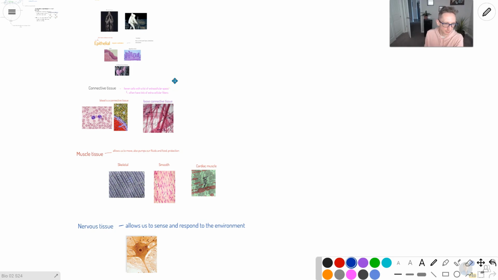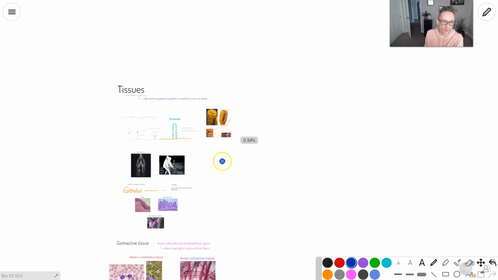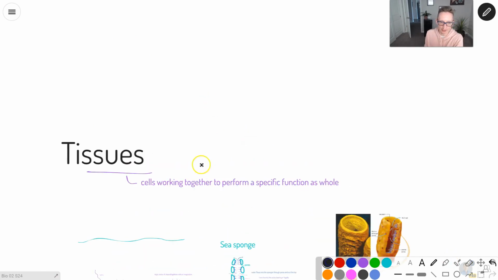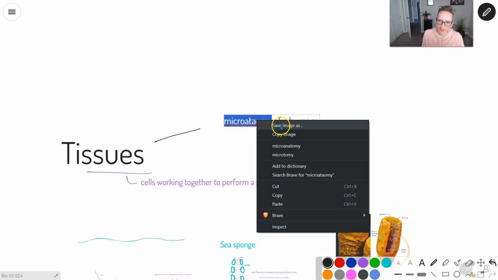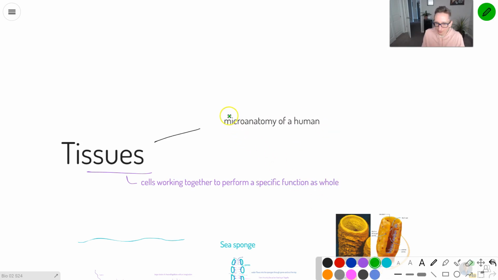So we're going to learn about the microanatomy, which is really another term for this. We're going to be learning about the microanatomy of a human today. And another word for that, which we looked at in lab very early on, is histology. Histology. And this word here, histo, is Greek. It means tissue. So tissueology, and ology means study of. So we're studying tissues today, the study of histology.